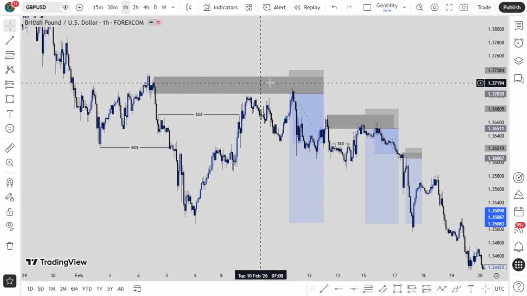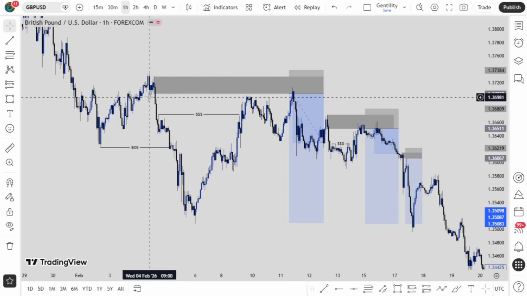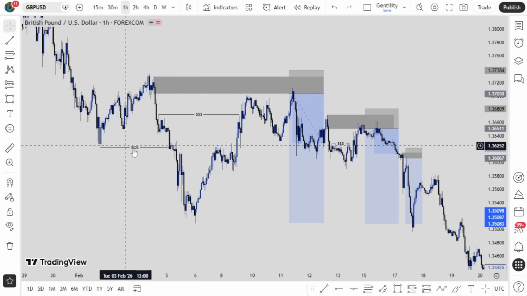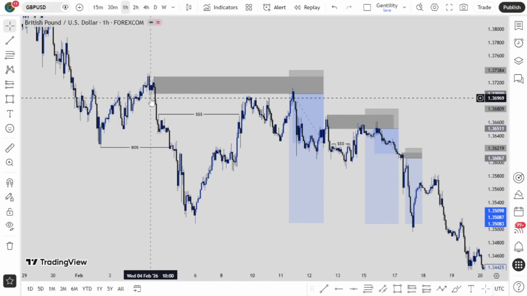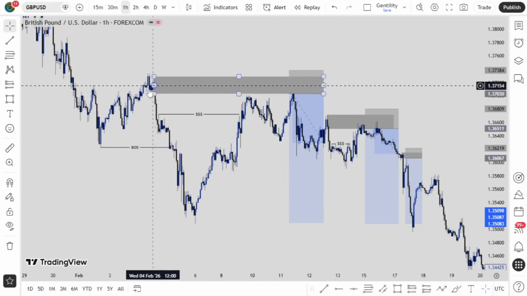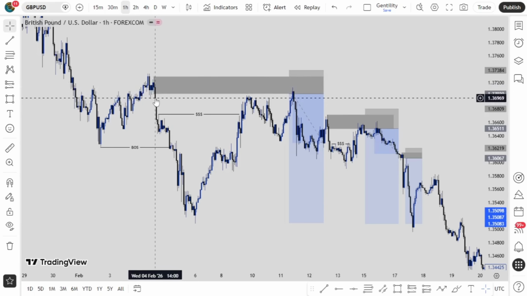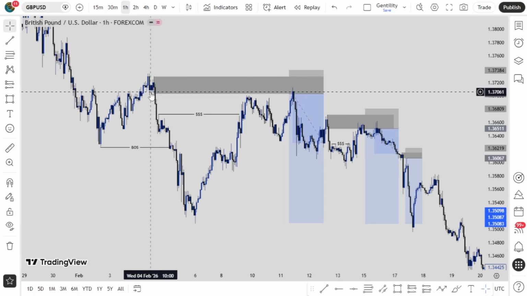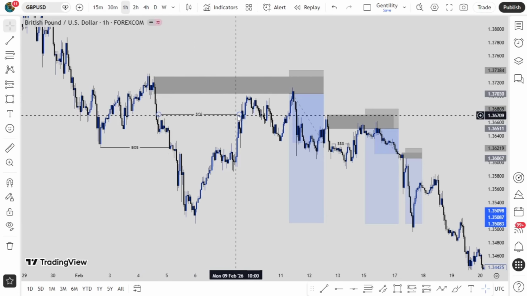Now looking at this setup right here, this was the first setup I took. I first of all spotted that we had a clear break of structure to the downside. I had to position myself here because I saw an order block. Then secondly, there was an imbalance candle seated very close to my order block. Thirdly, I had liquidity present on this particular zone right here.